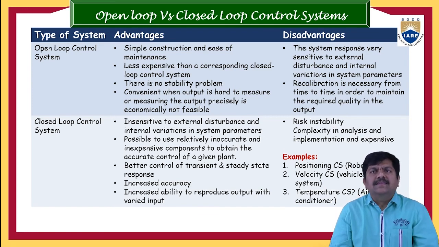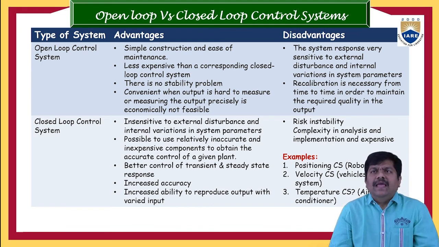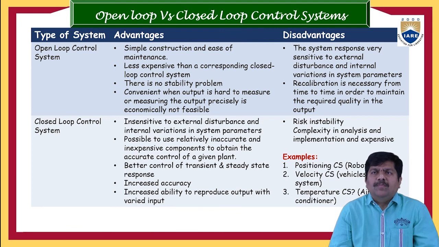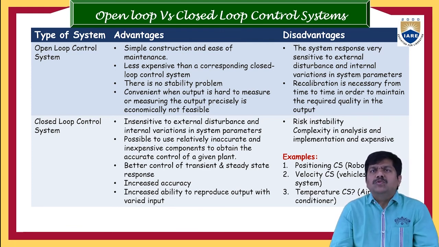So that is the case. Closed loop control systems are insensitive to external disturbances, and it is possible to use relatively inaccurate and inexpensive components to obtain accurate control of a given plant. Relatively, open loop control systems are cheap and closed loop control systems are a little bit expensive, but they give better control over transient and steady state responses, and accuracy will also increase.